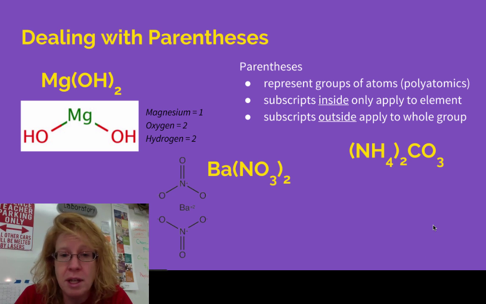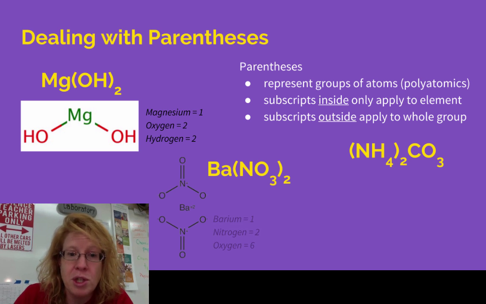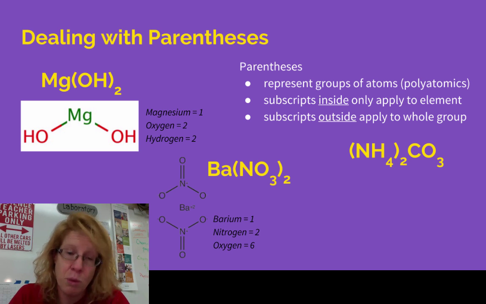So our final accounting on here, we should have 1 barium, and then those NO3s, we have to count them up twice. So we should have a total of 2 nitrogens, 1 from each, and then a total of 6 oxygens, 3 from the top group and 3 from the bottom group.